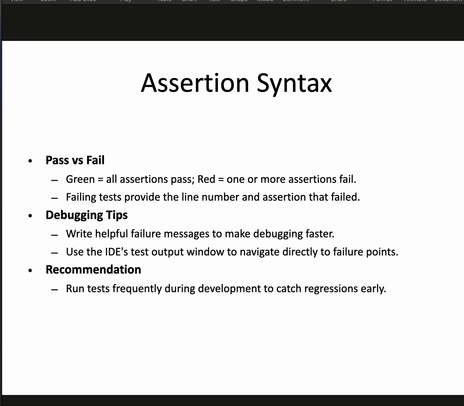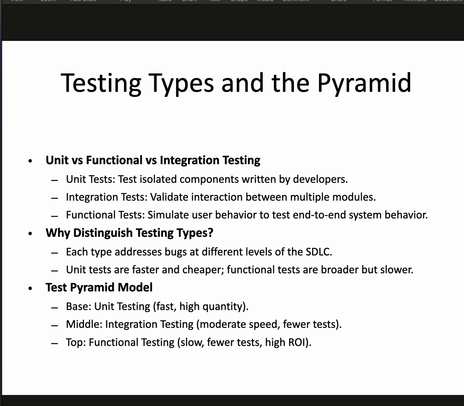JUnit also highlights exactly where the test failed, including the file name, method, and line number. Different types of tests work, and more importantly, why we need to distinguish between them. First, unit versus functional versus integration testing. Unit tests focus on testing isolated components, typically small functions or methods written by developers. The goal is to make sure that each piece works as expected on its own.